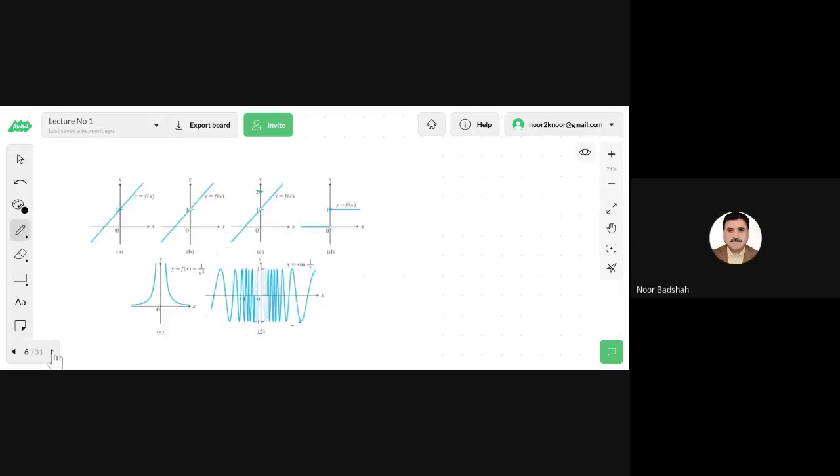So let's move further. I'm giving you 2 minutes and you check that these functions are continuous at which points and discontinuous at which points. You can write in comments only. Everybody should write in comment. Part A, B, C, D, and so on. Right? Write in comments only.